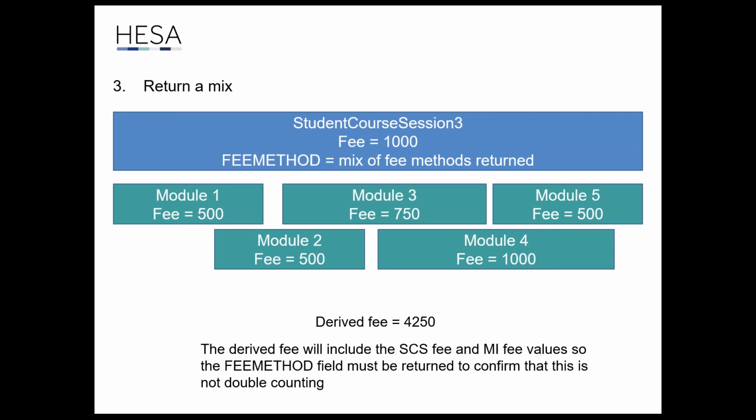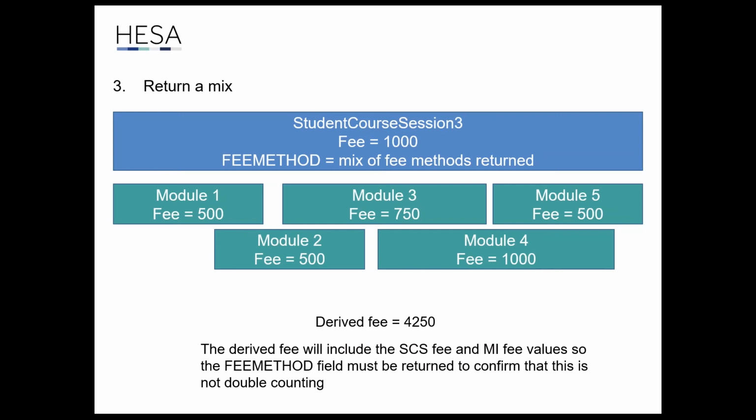So those are the 3 methods then for returning that full fee before any discounts or waivers. They can return 1 for the student course session as a whole, they can return 1 for each module instance, or a mix of both, and then we will get to that full fee for the student course session.